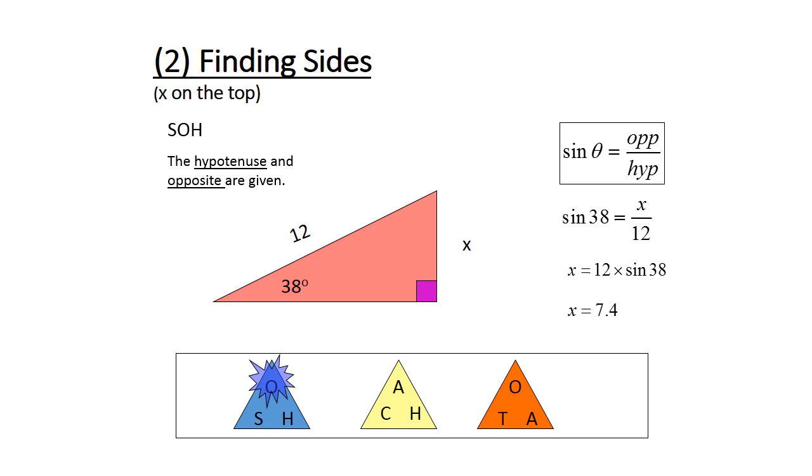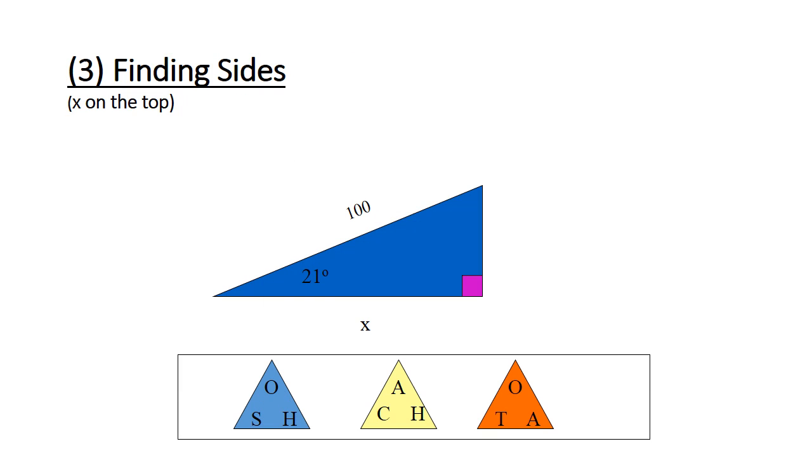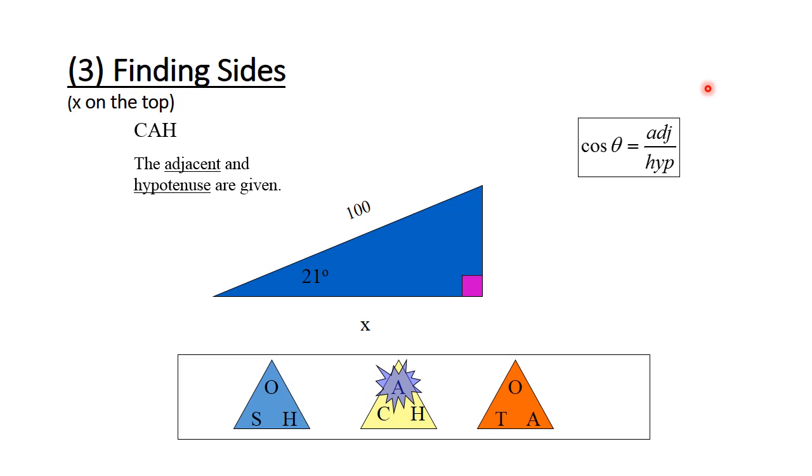Let's go ahead and do one more example. The last one. Let's pretend that we're standing here, and we're looking out across the park. This side will be our adjacent, and this side is our hypotenuse. So we have an adjacent side and a hypotenuse. Adjacent and hypotenuse means that we're going to use our CAH formula, and it looks like this written out.